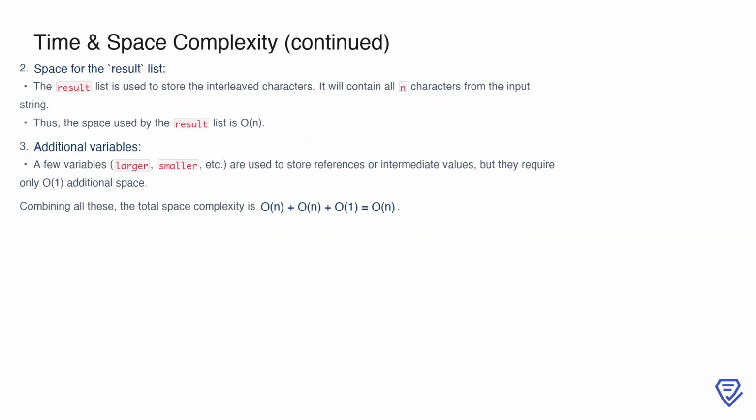Next, we analyze the space used by the result list. This list holds the interleaved characters and will ultimately contain all n characters from the input string, making its space usage O(n). Additionally, there are a few variables like larger and smaller used as references or for intermediate computations. These variables require only O(1) space since they do not grow with the size of the input. Combining these components, the total space complexity is O(n) for the digits and letters lists, O(n) for the result list, and O(1) for additional variables. Thus, the overall space complexity of the solution is O(n).